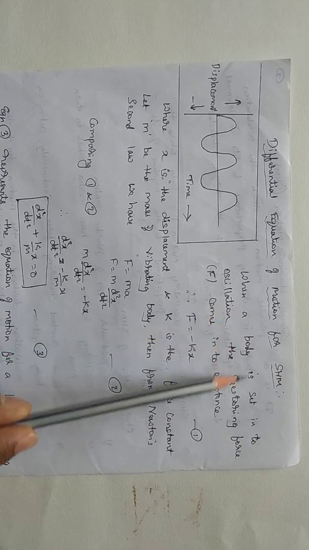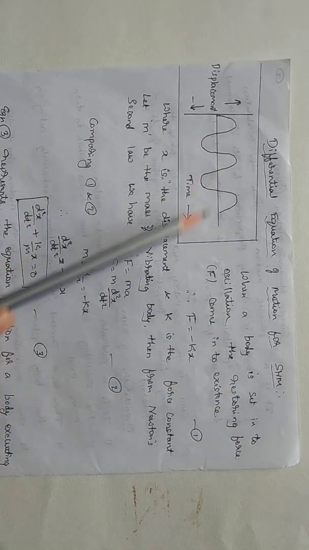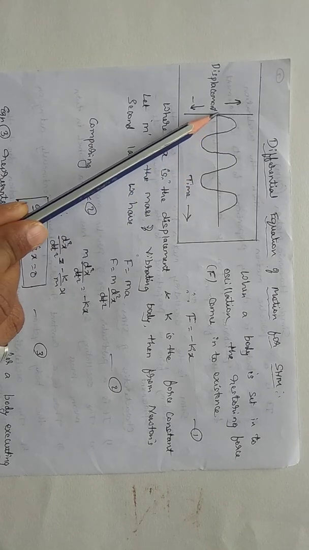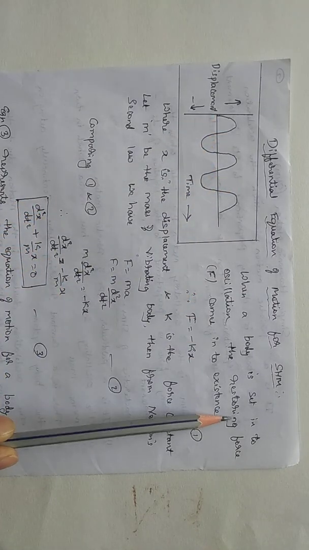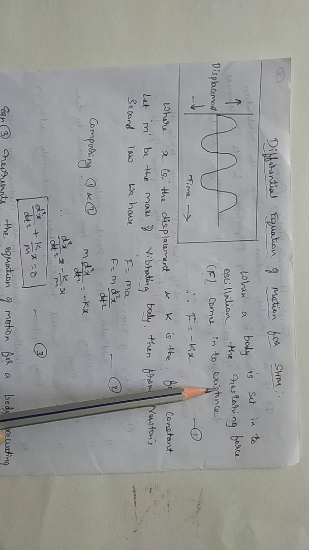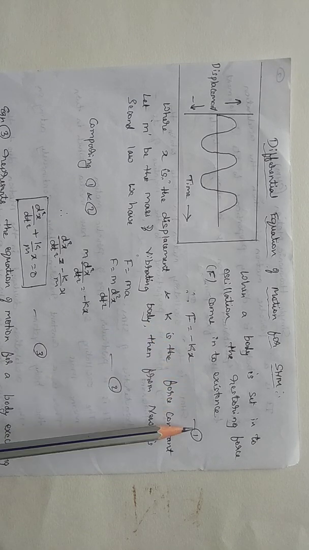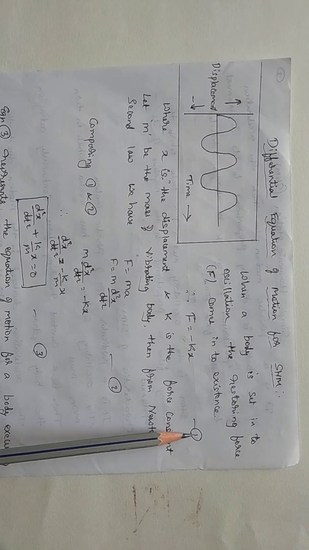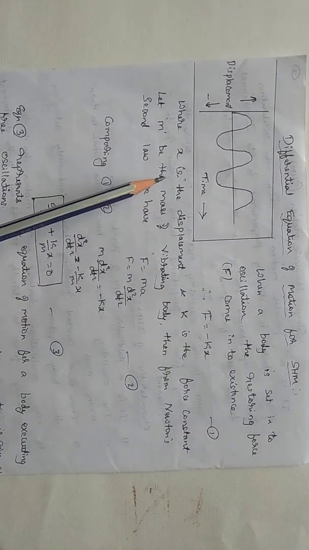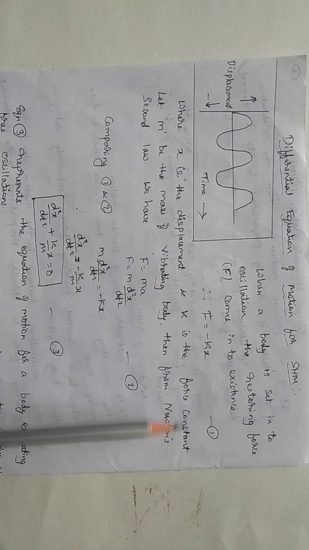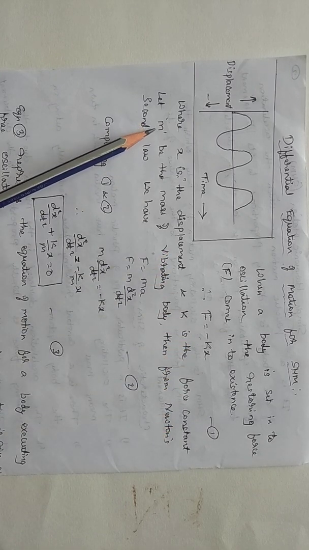That is, when a body is set into oscillation, the moment it starts oscillating, the restoring force F comes into existence. So that restoring force is given by F is equal to minus kx. We call it equation number 1, where x is the displacement and k is the force constant. Now m is the mass which is vibrating.